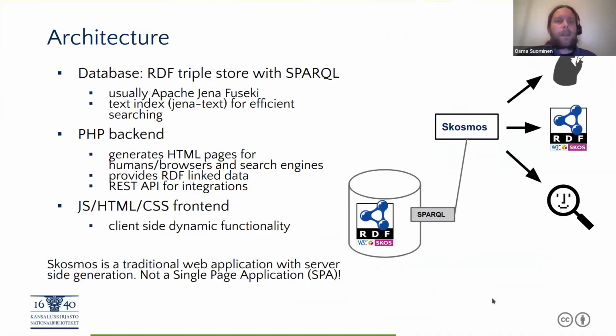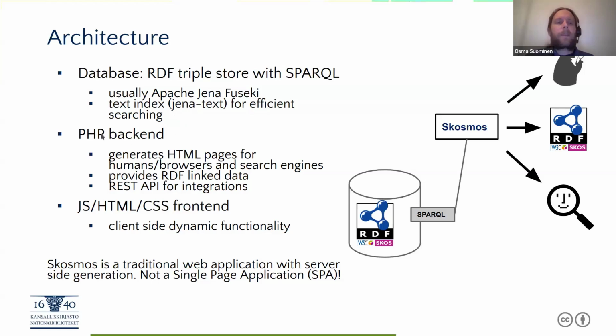So how is it built? The architecture? Well, the basic idea is to put all the data, meaning the SKOS vocabularies, in an RDF triple store that has a SPARQL endpoint, like all of them basically have. And usually this triple store is Apache Jena Fuseki, because that's the one we are using and that we have the best support for. And especially if you have larger vocabularies, you need to enable the text index to get efficient text searches. It's possible to do without, but then it's slower.